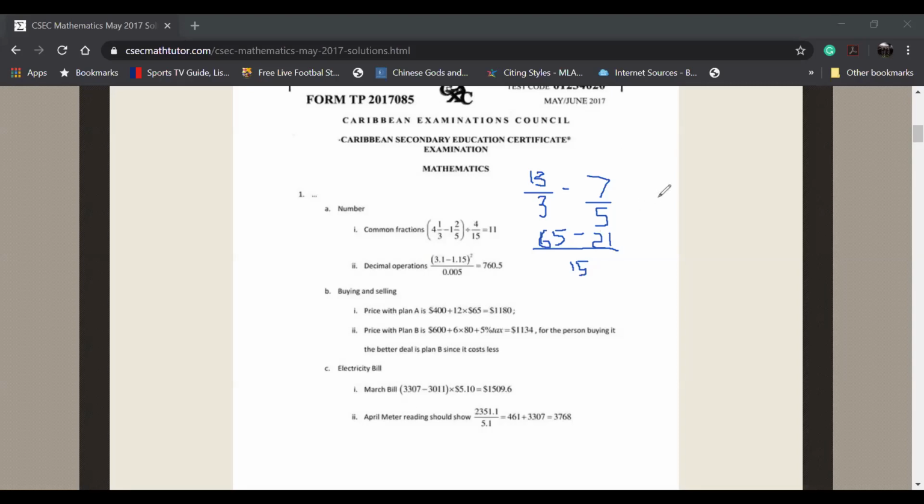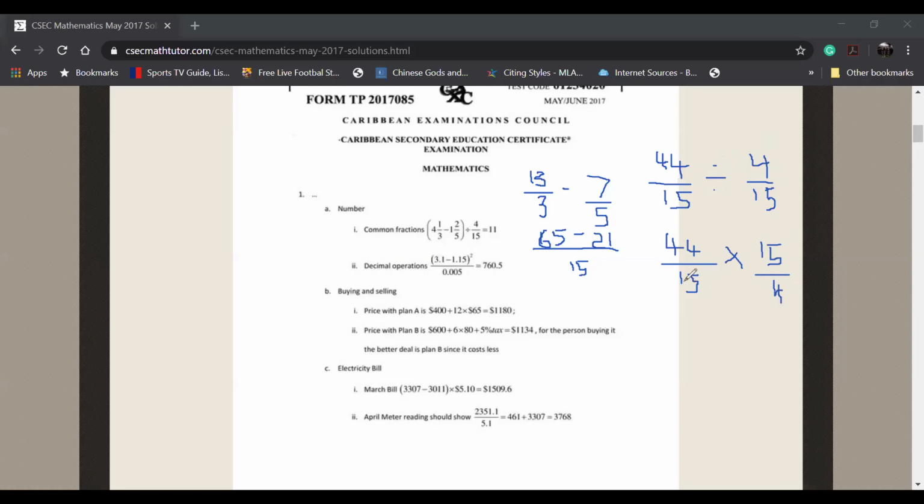And then you would simply divide that by 4 over 15. So let me try to draw that pretty quick. 44 over 15. And now you would divide that by 4 over 15. Right? So in math, dividing by a number is the same as multiplying by its reciprocal. Right? So that would be 44 over 15 multiplied by 15 over 4, right?